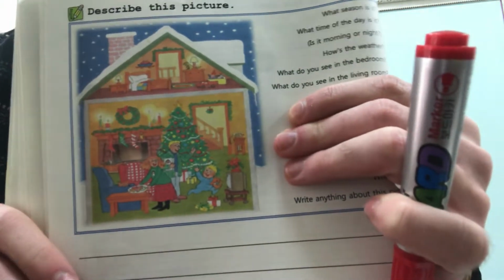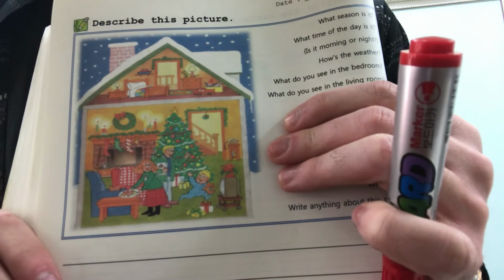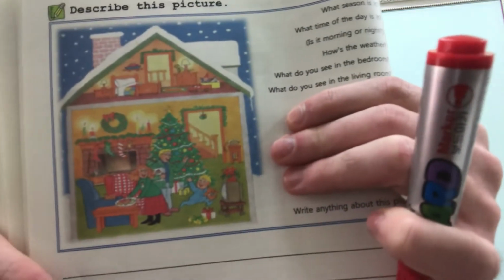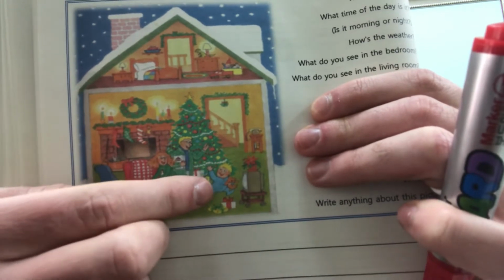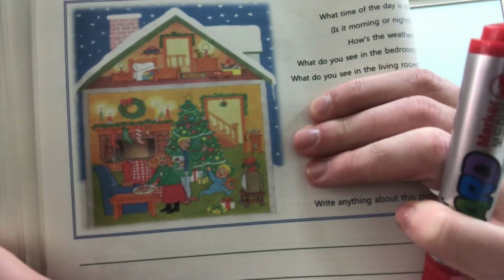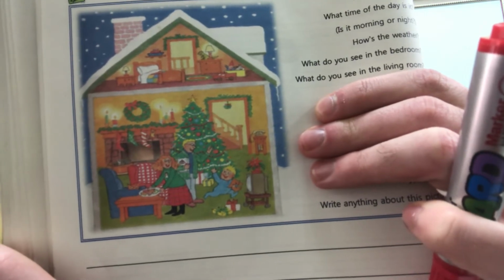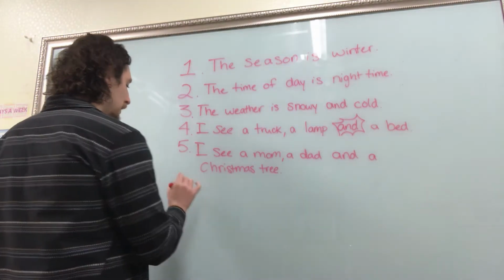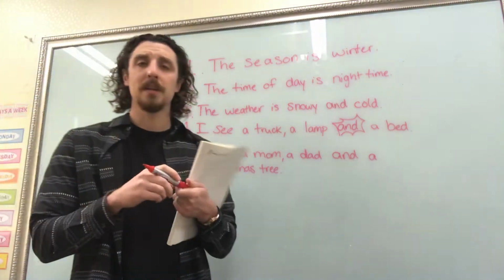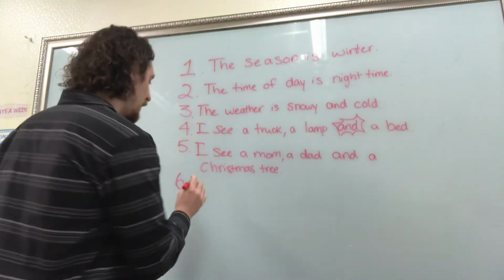What colors do we see? There's blue, yellow, and green. And what about the boy? What color is the boy wearing? The boy is wearing blue. So, that is going to be number 6. For number 6, tell me the colors of 2 things.